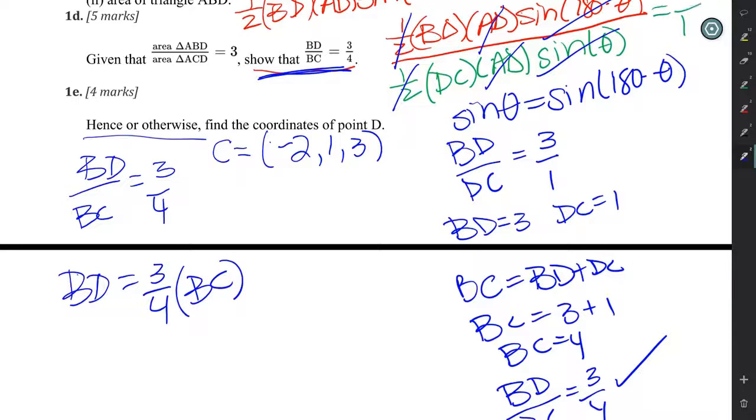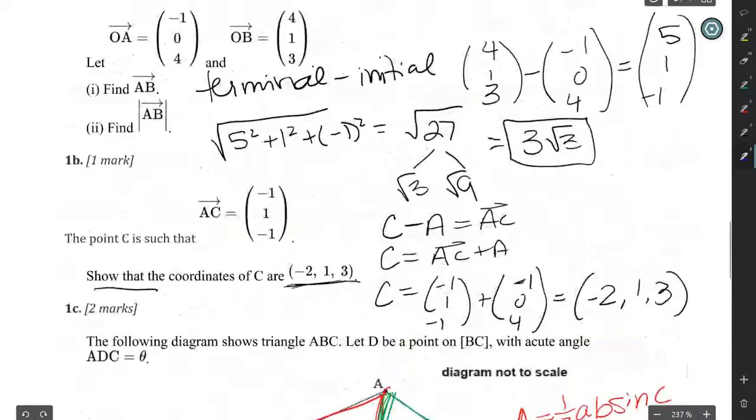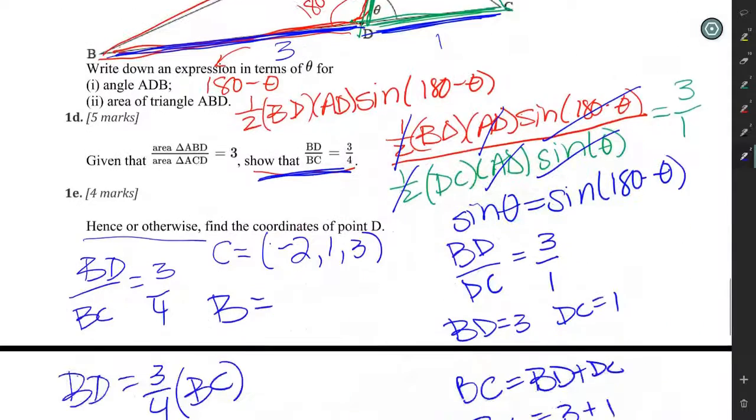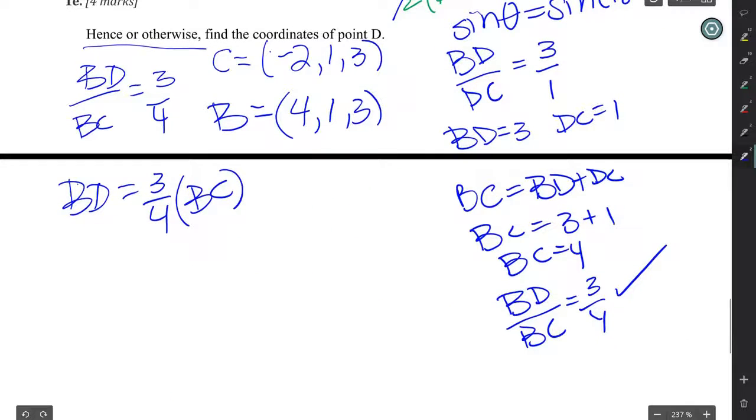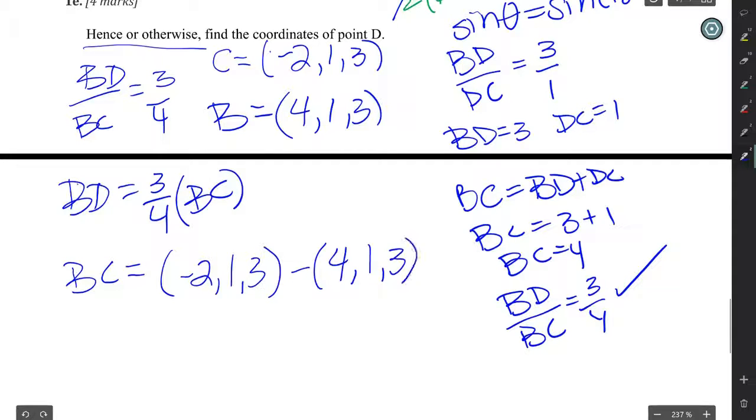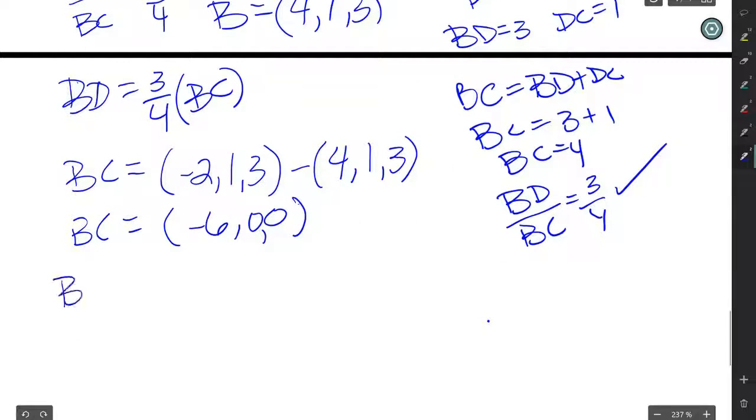So I don't have vector BC, but I can find it because I know that the coordinates that correspond with B would be 4, 1, 3 from that vector at the beginning. Using terminal minus initial, BC would be equal to -2, 1, 3 minus 4, 1, 3. So it tells me that BC is equal to -6, 0, 0. So I can say that BD is equal to 3/4 of -6, 0, 0.